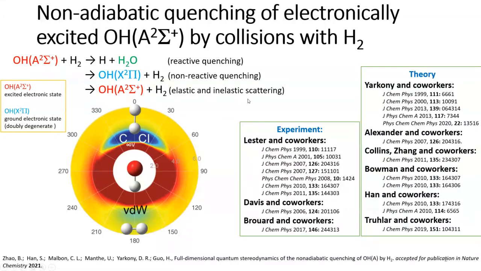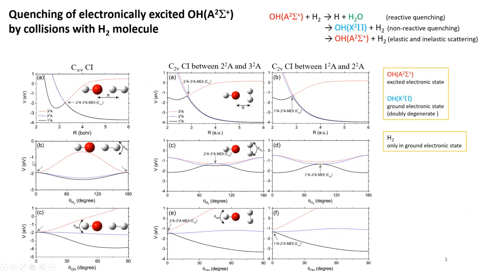The outcome of the collision is determined by the anisotropy of the potential energy surface, as shown by this plot. Let's look at several 1D cuts of the adiabatic surfaces. As we know, non-adiabatic transitions often occur through conical intersections, where multiple surfaces are strongly coupled. For this reaction, there are several conical intersections: the linear-shaped C∞v CI and the T-shaped C2v CIs. The reaction starts asymptotically on this red 3²A surface. No barrier exists for the access of the CIs.